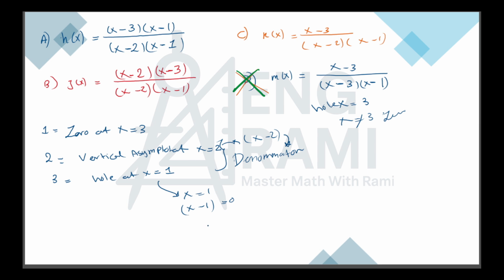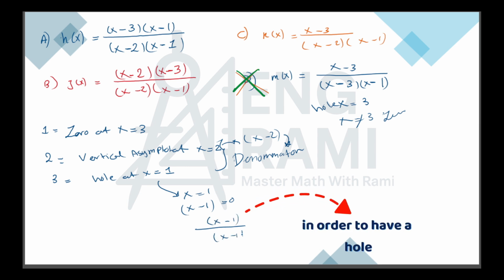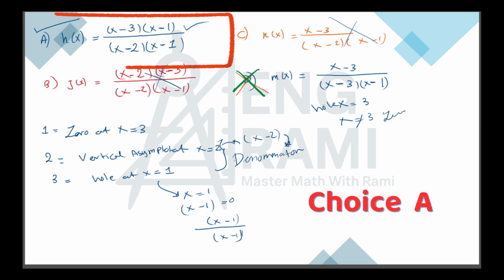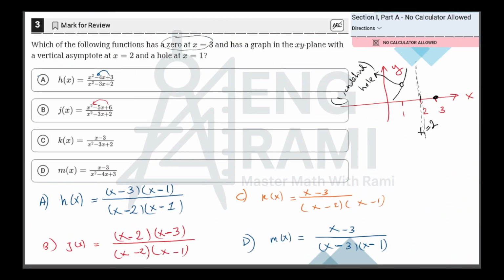In order to have a hole for a rational function at x equals 1, we have to have (x - 1) in the numerator and (x - 1) in the denominator. So we have this choice. We don't have (x - 1) in the numerator here, so we can eliminate this. And also we don't have (x - 1) in the denominator in here. So if we return back here, this is our correct answer.